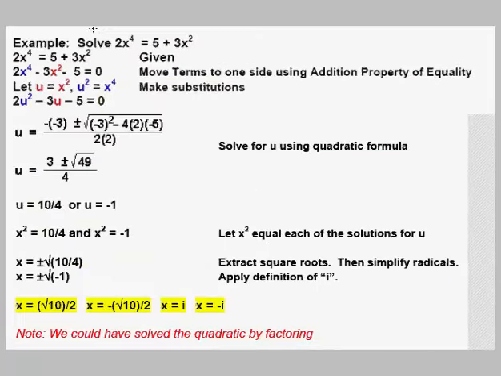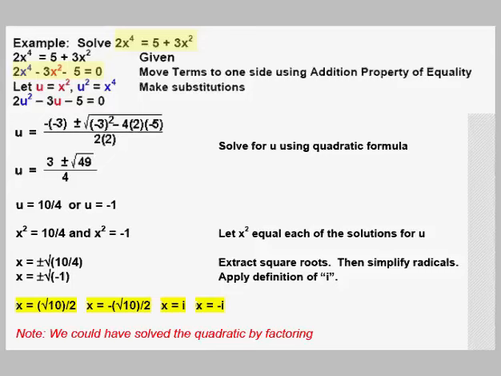In this example, we're going to solve a quadratic form equation. Our equation is 2x to the fourth equals 5 plus 3x squared. Because it has a constant term, an x squared term, and an x to the fourth term, it's quadratic form. Now usually what you want to do is get all the terms to one side. We do that by subtracting 5 and 3x squared from both sides. This gives us the equation 2x to the fourth minus 3x squared minus 5 equals 0.